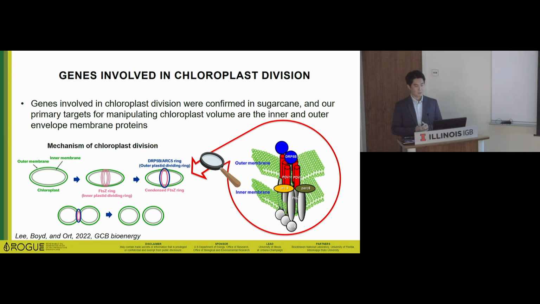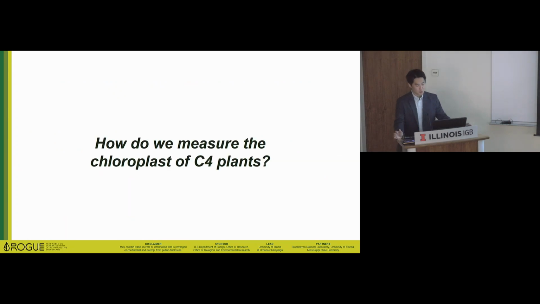And then I was so happy, but I got a shock because our research group generated more than 200 transgenic lines. And here is the problem: how can we measure the chloroplasts of those C4 plants? That was a big challenge for me at that time.